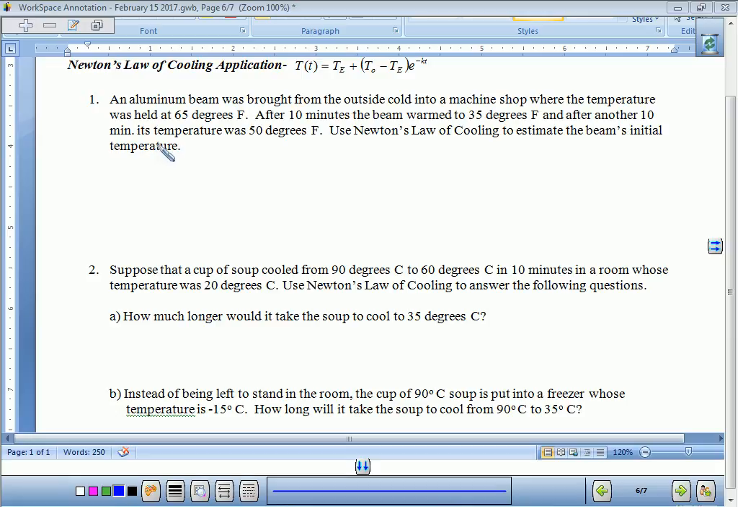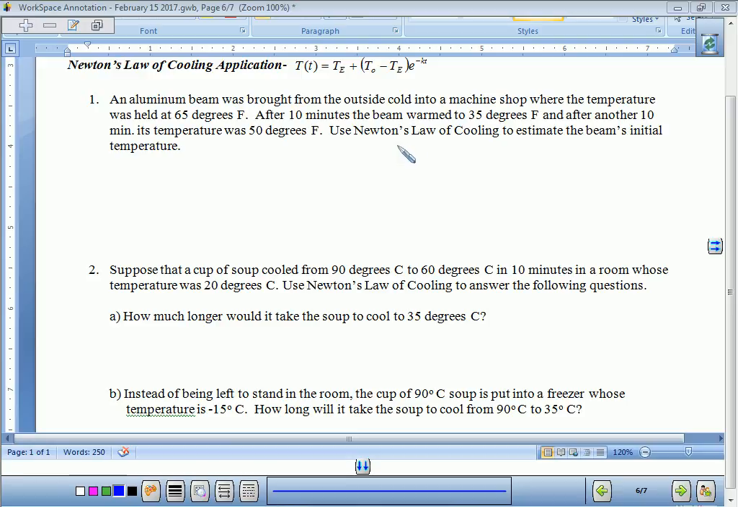An aluminum beam was brought from the outside cold into a machine shop where the temperature was held at 65 degrees Fahrenheit. After 10 minutes, the beam was warmed to 35 degrees Fahrenheit. After another 10 minutes, its temperature was 50 degrees Fahrenheit. Use Newton's law of cooling to estimate the beam's initial temperature.